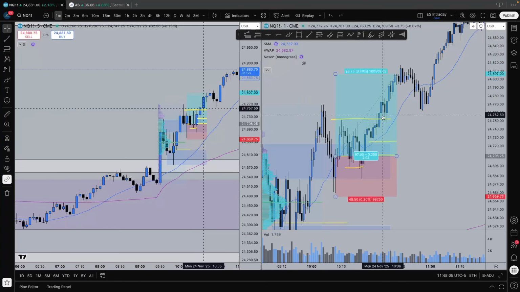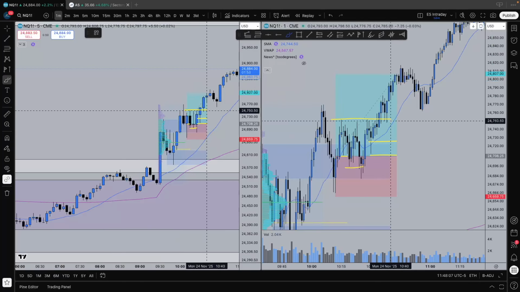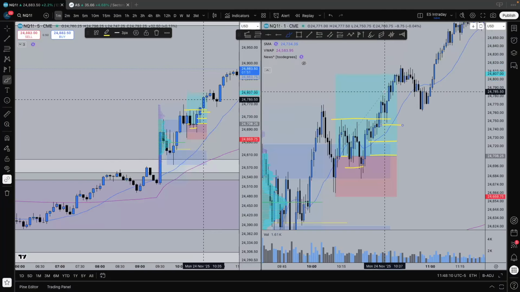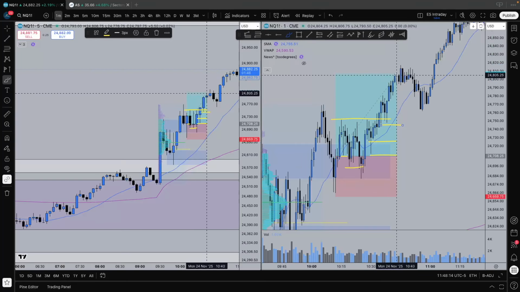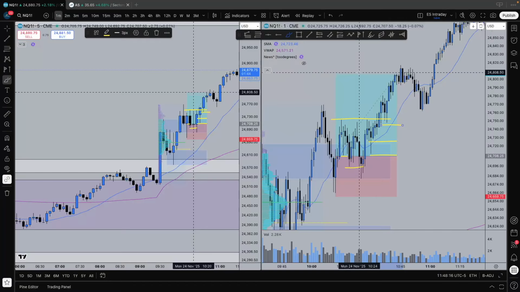But price continued to move up. I trailed my stop again under these lows here once it pushed up out of this consolidation. And then it ultimately went to my target and I was able to get out of this trade for about 2 times my risk.